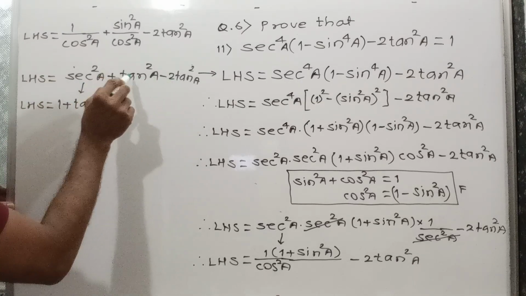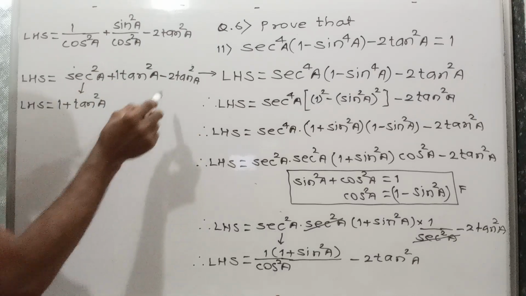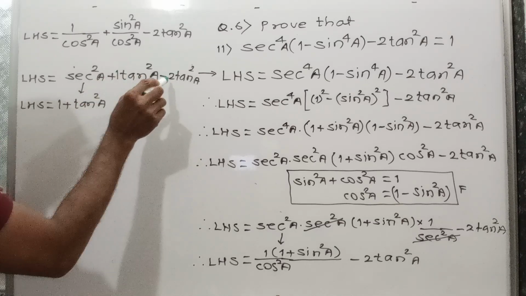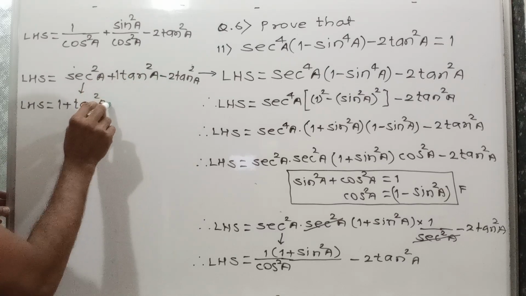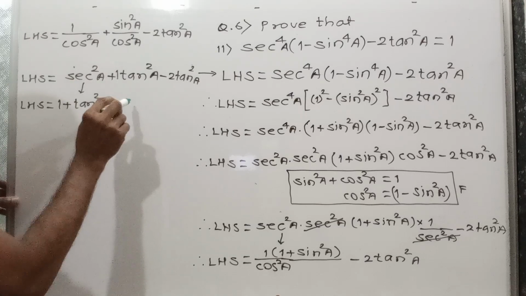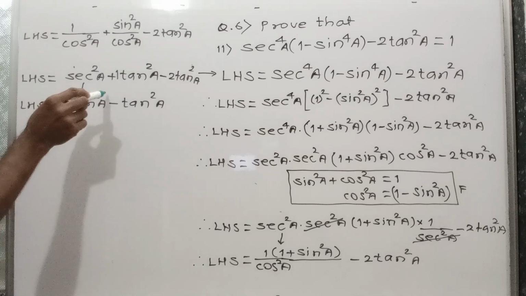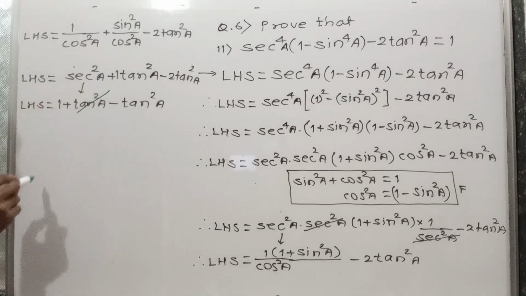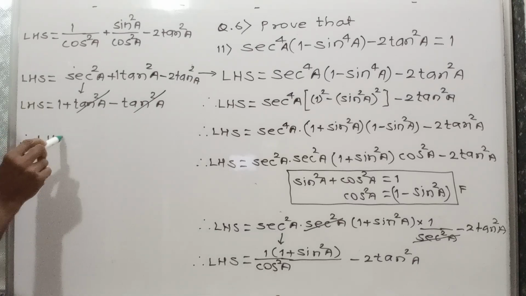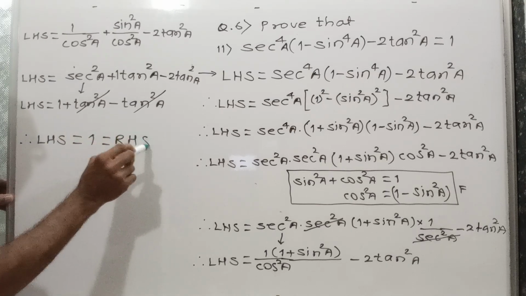Now see here, 1, if there is no coefficient then 1, and here minus 2, forget the sign, 2 and 1, which is bigger, 2, so give the sign of the bigger, 2 minus 1 is 1 tan² a. Did you understand? Now this plus tan² a and this minus tan² a cancel. Therefore LHS is equal to 1, and this is our RHS.